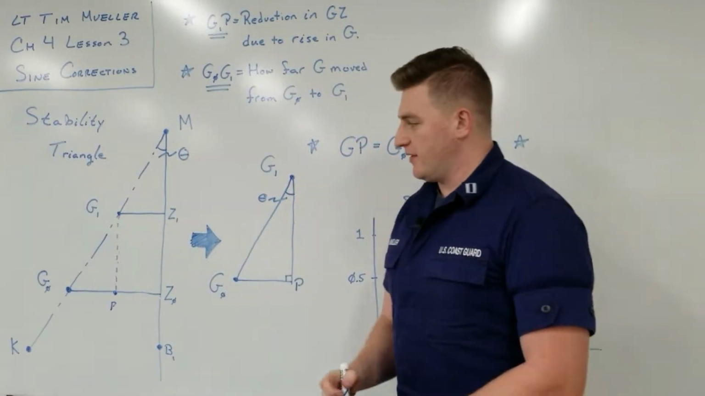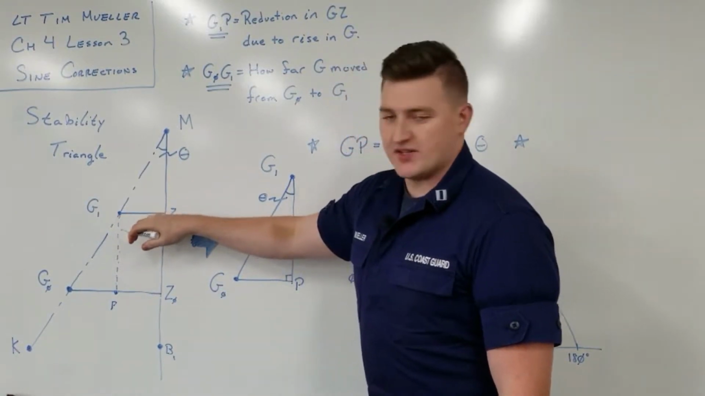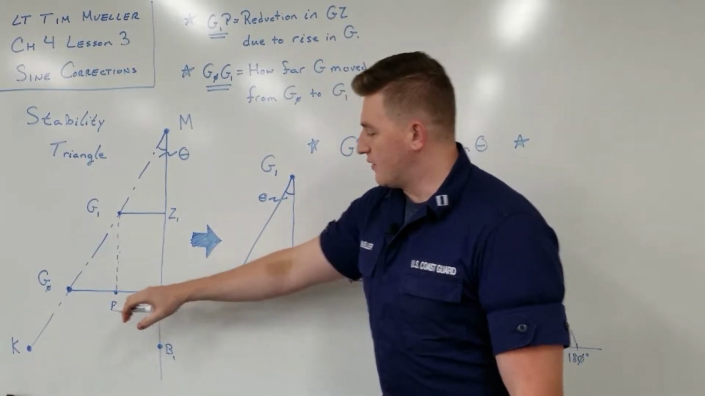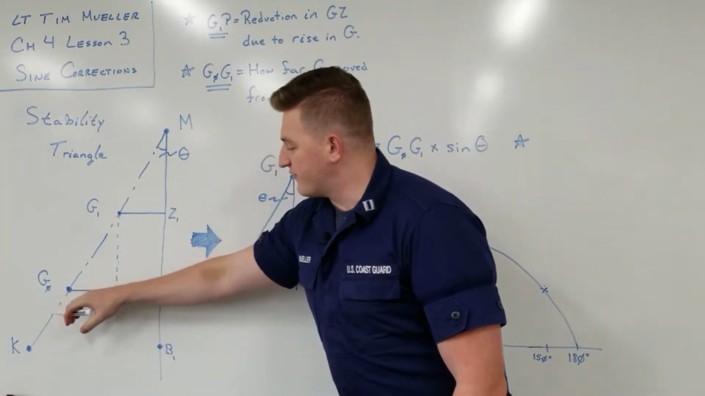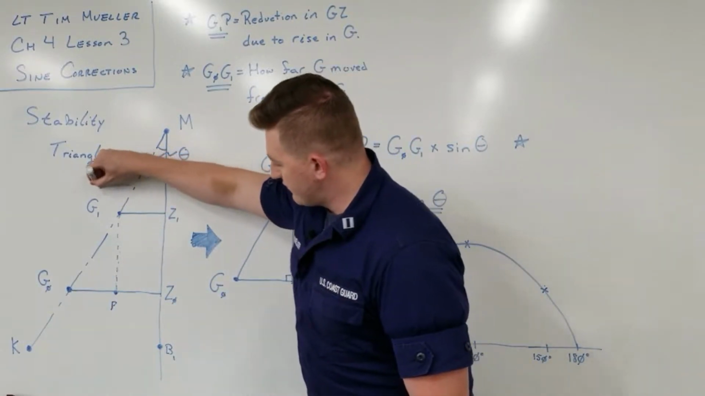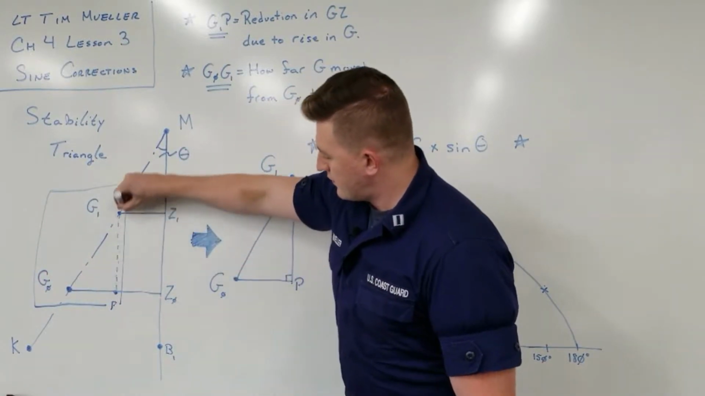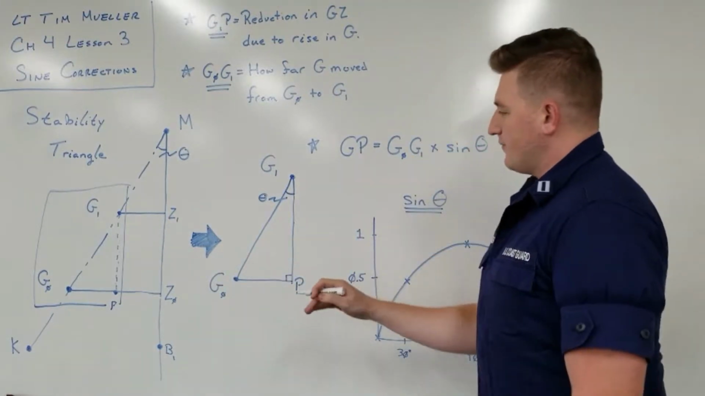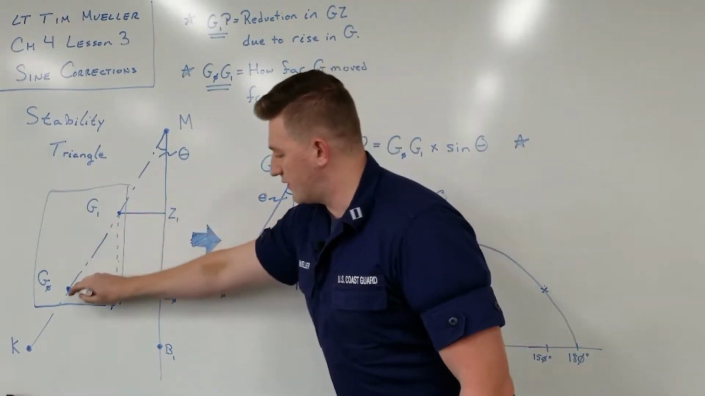All right, so we got our stability triangle, and we see that we want to find this, which, as we've said before, is the exact same length as this. We know this already from our statical curve of stability, so now we're trying to find this length right here. So let's take this and just blow it up. Let's kind of zoom in on it. So following over here, we have this triangle here, which is just this triangle here.